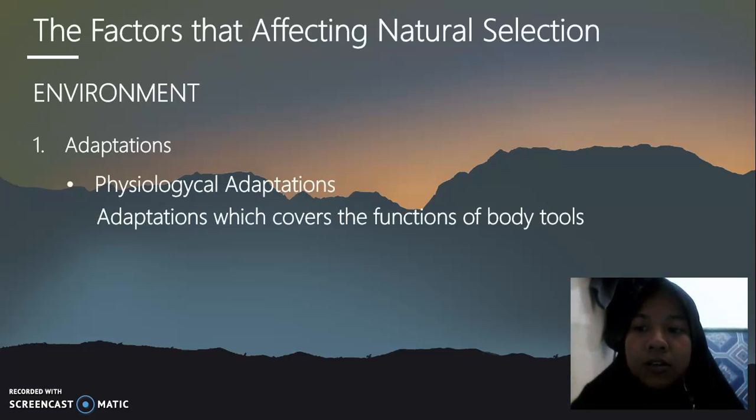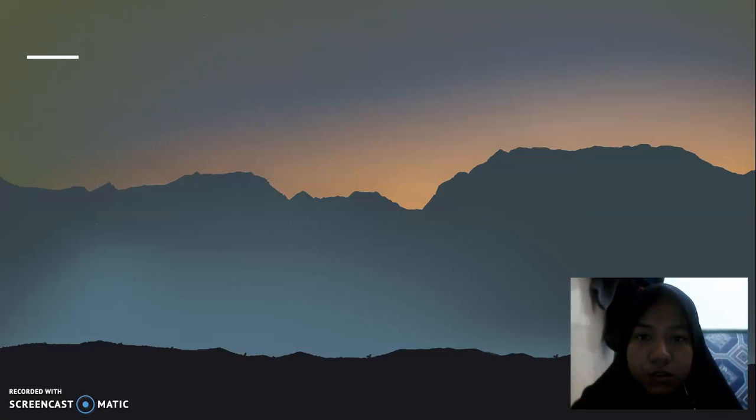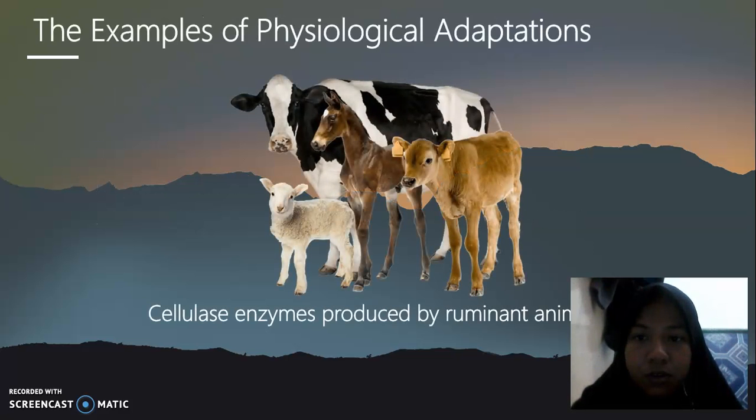The next one on adaptation is physiological adaptation. Physiological adaptation is adaptation which covers the function of body tools. This adaptation can be in the form of an enzyme produced by an organism. I took the example of ruminant animals. There is a cow, there is a lamb, there is a horse. Ruminant animals have cellulose enzymes produced by their bodies.